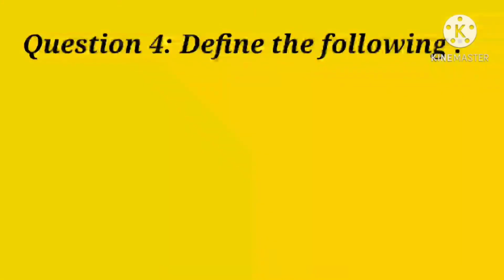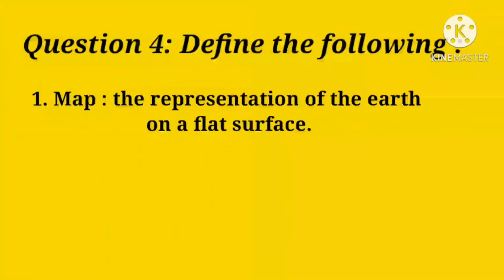Question number 4, that is define the following. Now see what is question number 4. First one is map. Map is the representation of the earth on a flat surface. So, what is a map? When we are representing the earth on a flat surface, we call that a map.